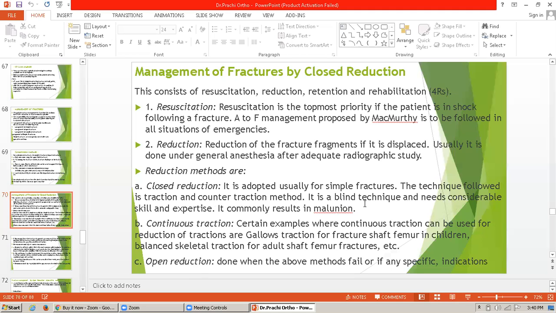Remember that closed reduction is helpful clinically when there is a displaced simple fracture. It is a traction and counter traction method, a blind technique that needs considerable skill and expertise. So it commonly results in a malunion. So it is very difficult, and needs skill and expertise.